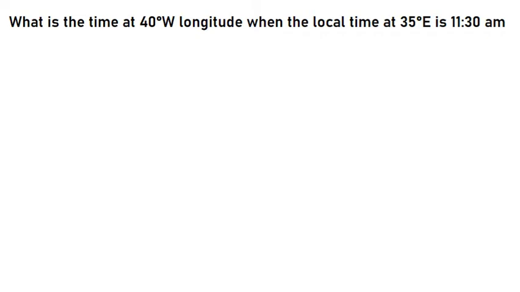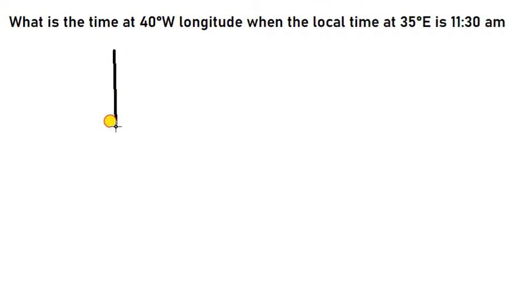So now we have understood the question that we have two longitudes, one is 40-degree west and another one is 35-degree east longitude. The time at 35-degree east longitude is 11:30 am and the time at 40-degree west longitude needs to be calculated. So first of all, we should mark these two longitudes and the time given in the question in a simple manner so that things will be very easy.